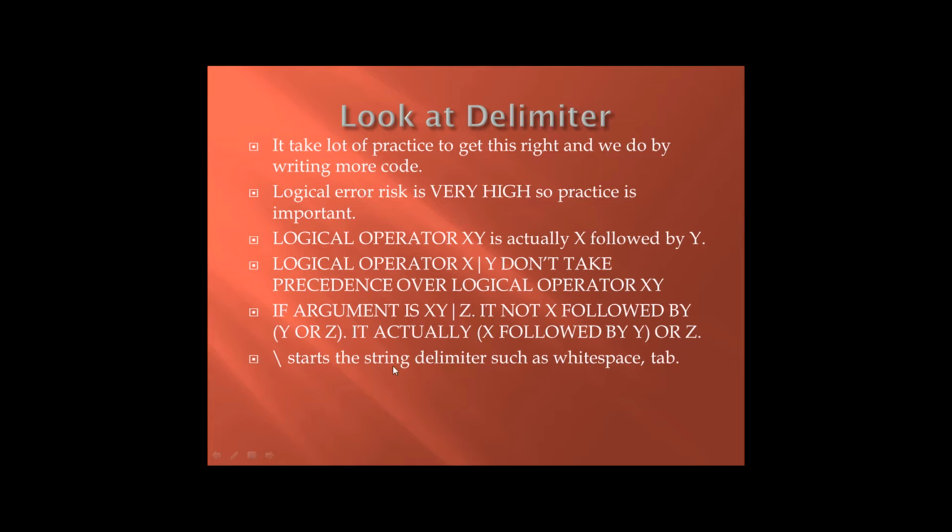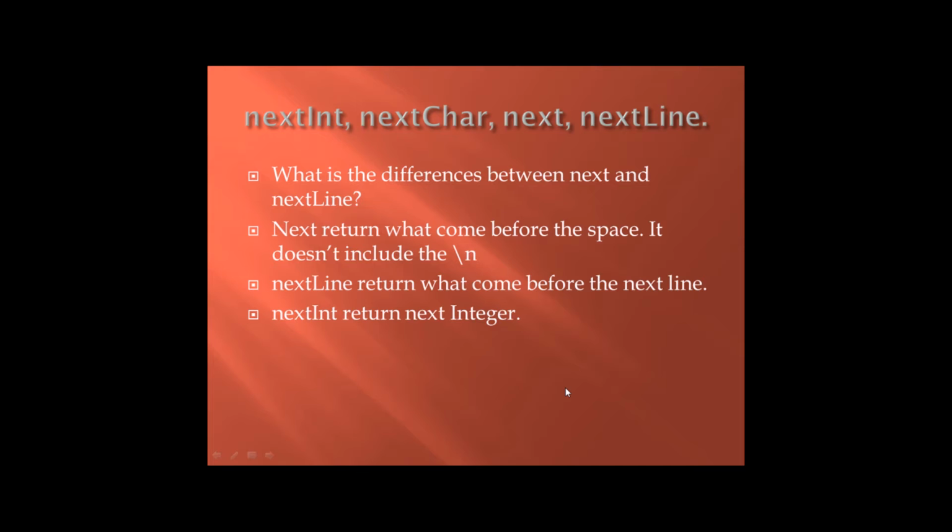Now, this one starts the string, with a delimiter such as white space or tab. It's actually the start of the string. Now it may be confusing at first. It starts the string delimiter. Now it might be confusing naturally. Okay, it starts the string, and that means that is an X. So you get an X here. It's hard to explain.